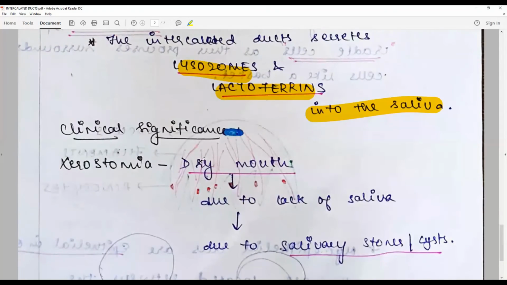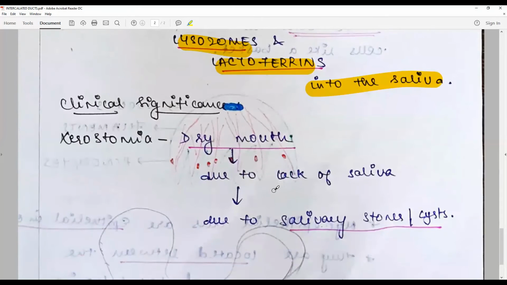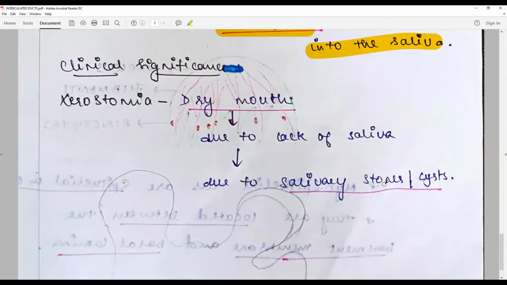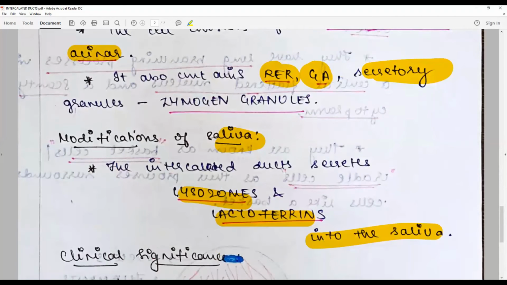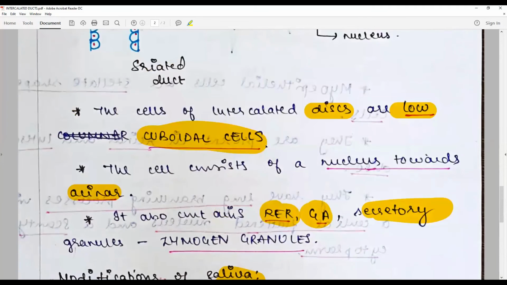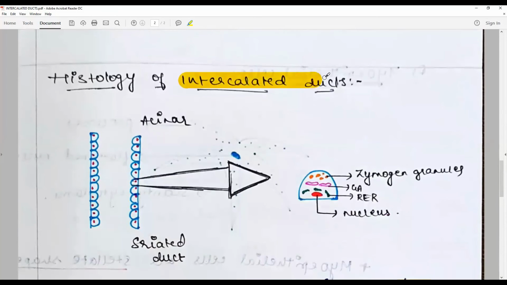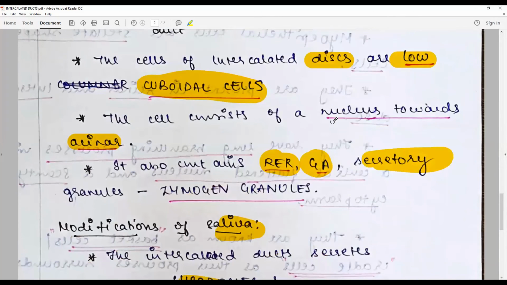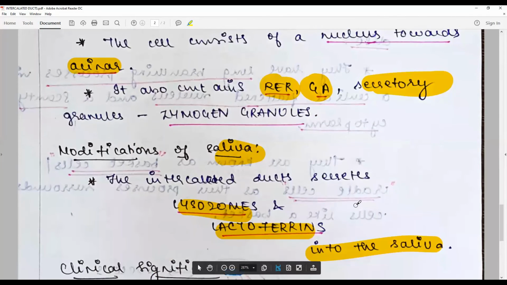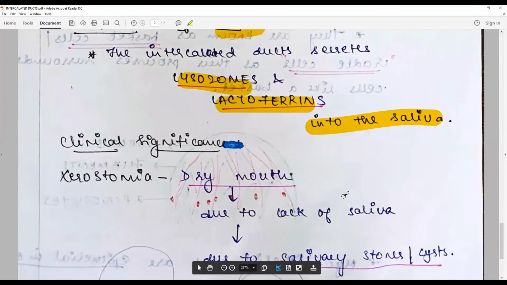Clinical significance: xerostomia or dry mouth due to lack of saliva, and it may predispose to salivary stones and duct problems. If intercalated ducts are affected, there will be a change in lysozyme or lactoferrin concentration. A lot of tumors could arise from the intercalated duct; salivary gland tumors could arise from the intercalated duct. So they could also predispose to tumor formation. In that condition, the lysozyme and lactoferrin will be slightly elevated. That is the clinical significance.